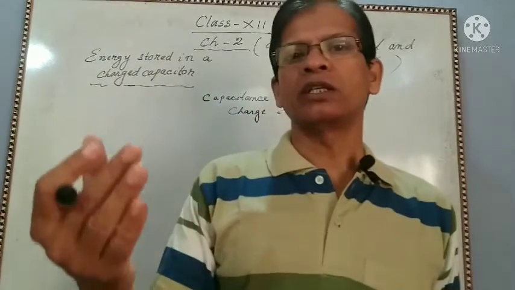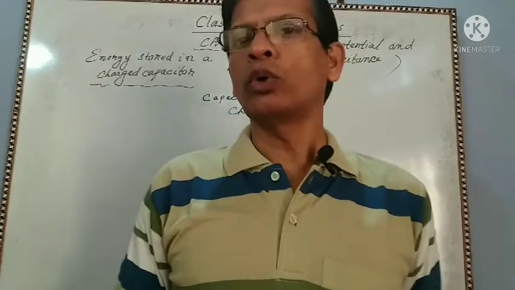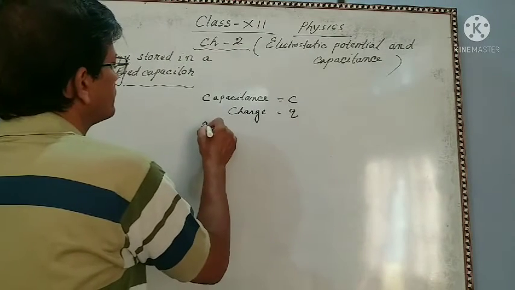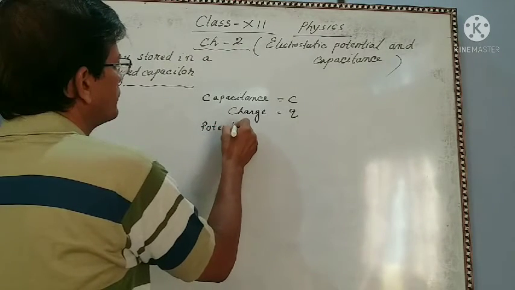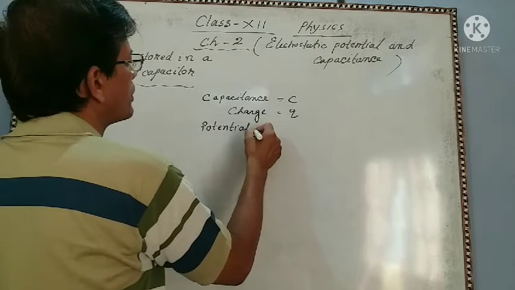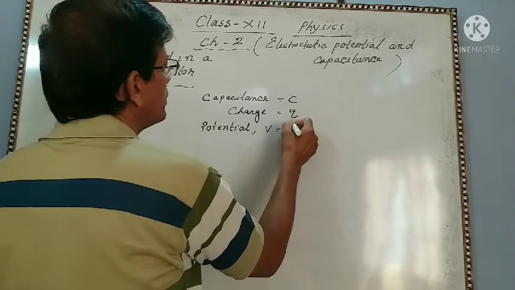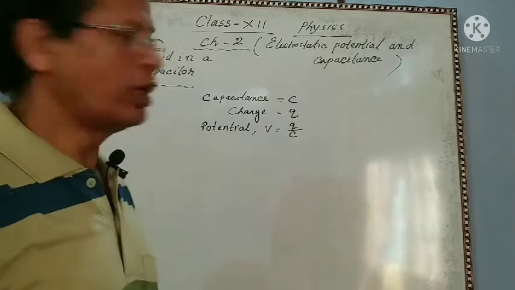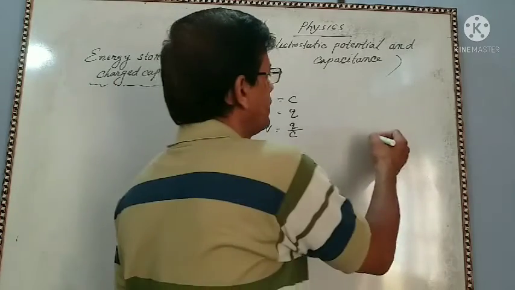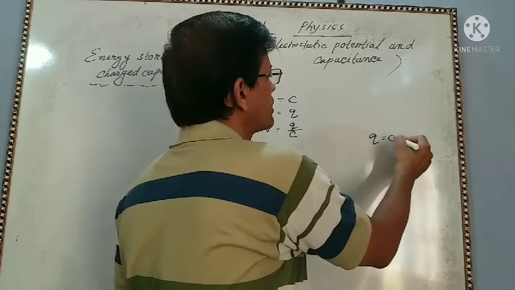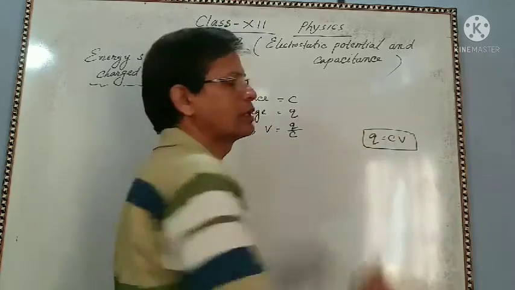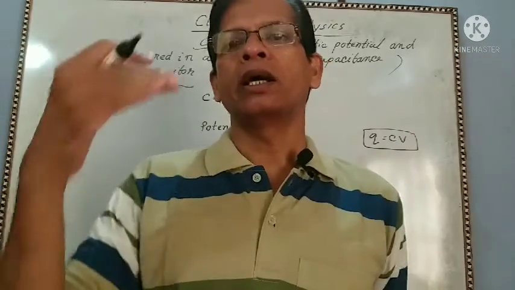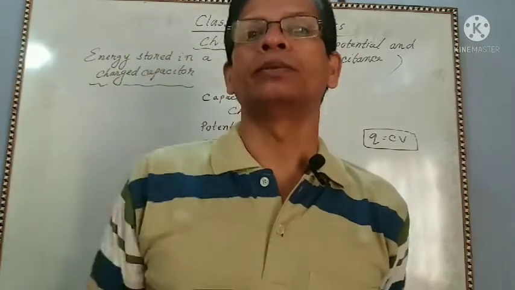If it is charged, the potential will grow. So what will be the potential? V equal to Q by C. This is the formula, Q equal to CV. By this formula we have got this. And we have said that it is charged gradually.